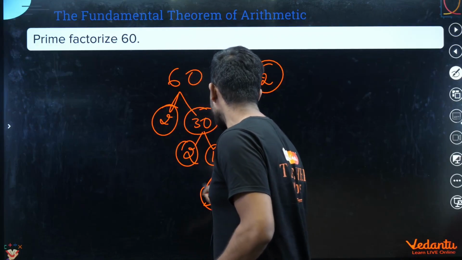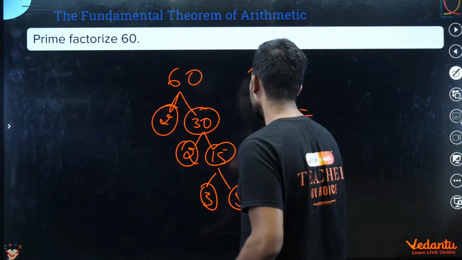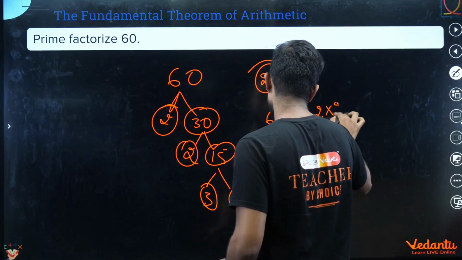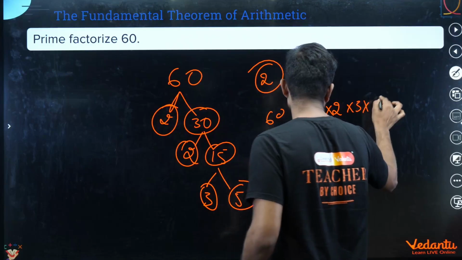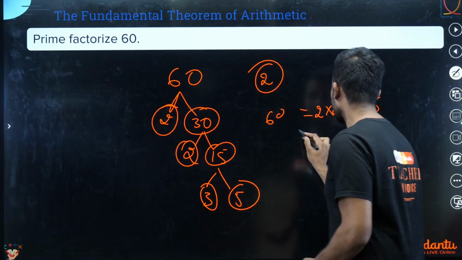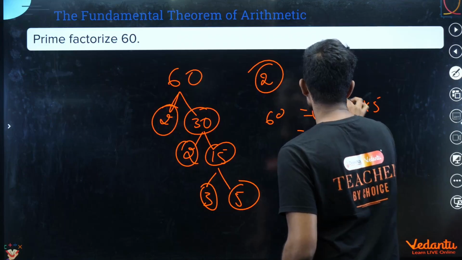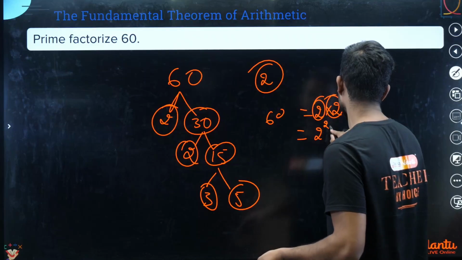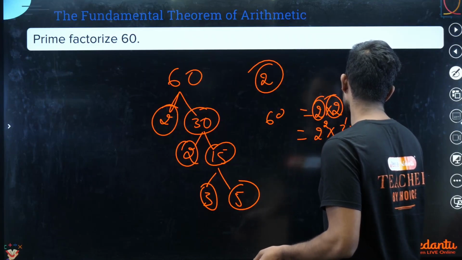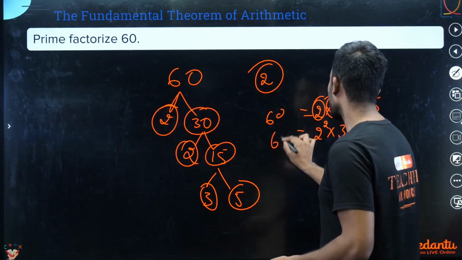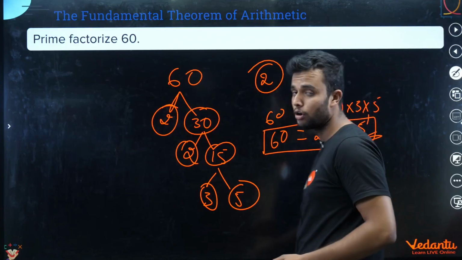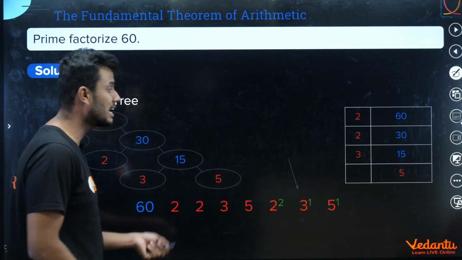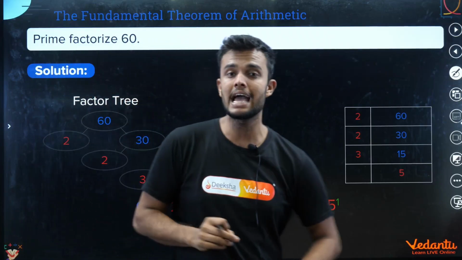Finally, how can we write it, students? 60 is 2 into 2, into 3 into 5. We can write 2 into 2 as 2 power 2, then 3 power 1 into 5 power 1. Totally, this is the prime factorization of 60. Very important, students. If you know this prime factor tree, you can easily solve LCM and HCF problems.